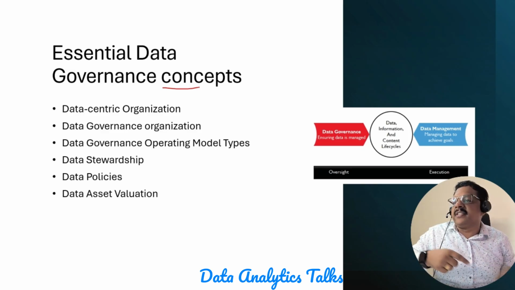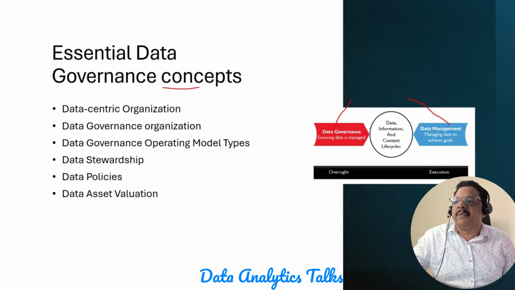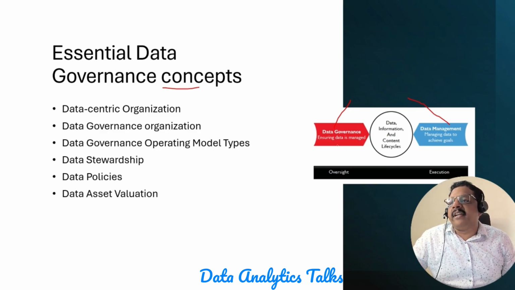If you see in the figure, data governance represents an inherent separation of duty between oversight and execution. Look here, we have data governance and we have data management, and a lot of processes like the data, information and content life cycle happening in between. Who is doing what? Data governance ensures data is managed. Basically, that is oversight, and data management manages data to achieve goals, that is execution.